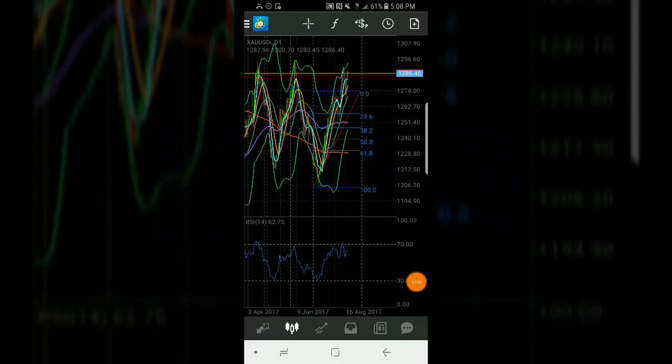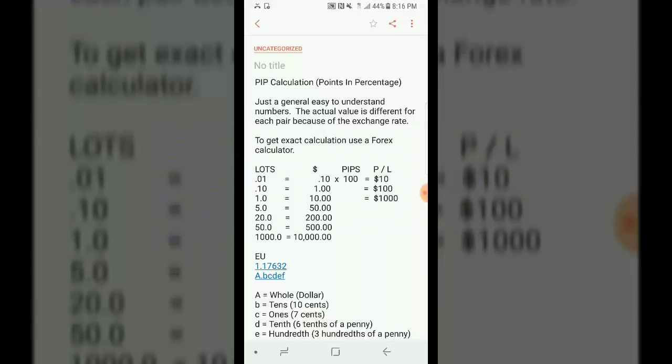This is a multi-millionaire, a multi-billionaire, and a future trillionaire skill set that you are learning. So what we have here is a pip calculation. Pip means points in percentage. What I have here is just a general, easy to understand set of numbers, and the actual value is going to be different for each pair because of the exchange rate. To get the exact calculation, you'd want to use a Forex calculator.